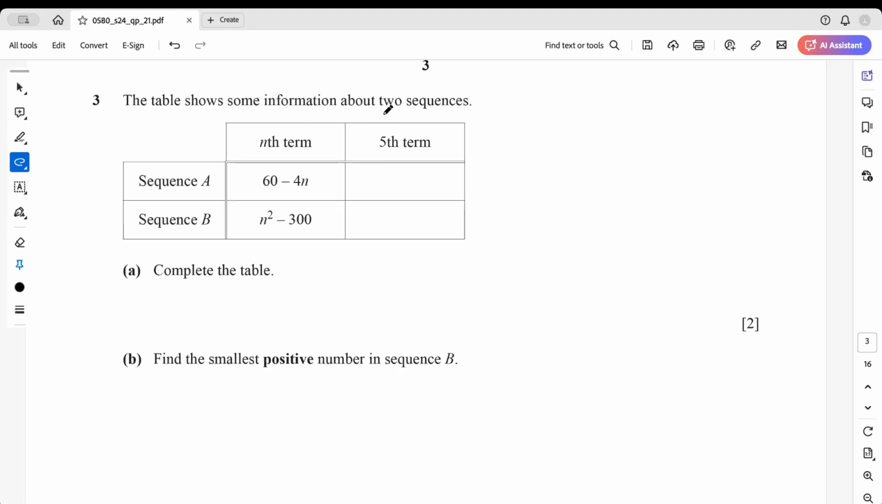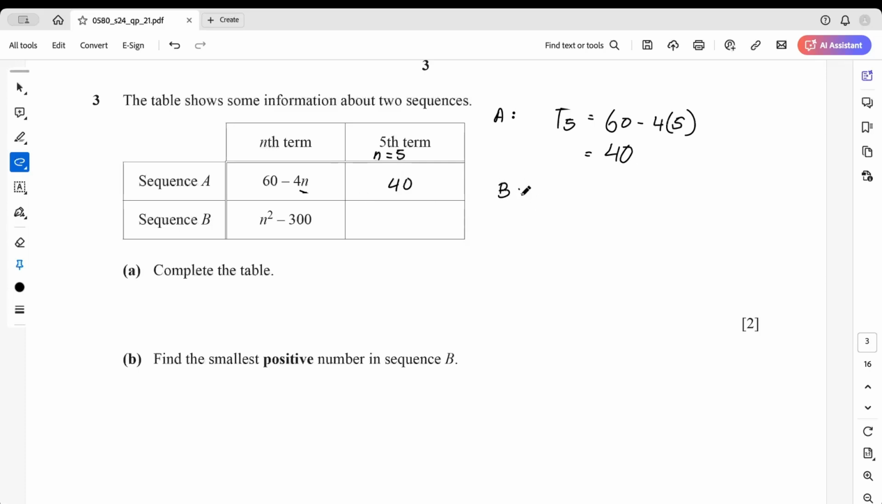The table shows some information about two sequences. We have sequence A and sequence B. Complete the table. So they've given us the nth term of sequence A and B. So in order to find the fifth term, we're just going to have to substitute 5 as n. So n equals 5. Alright, let's start for sequence A. So the fifth term, I'll notate that with T5, is 60 minus 4 and substitute the n here with 5. So I get 60 minus 20, which is 40.